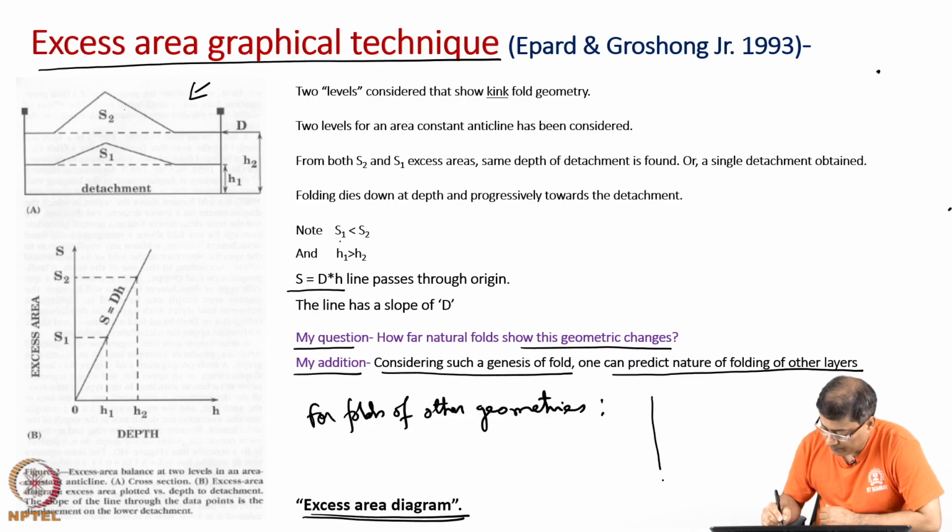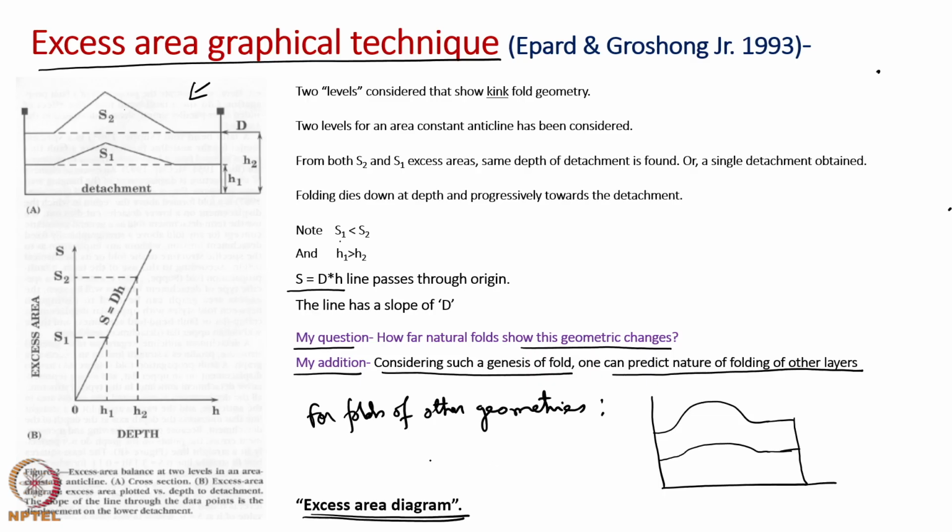For example, consider round hinge folds developed over a detachment. In that case, this becomes the S1 area, this becomes the S2 area. We know how to find out the area of irregular geometries, we can do that, and using the formula S equal to dH, we can find out the respective H values. For example, this is H2, this one is H1, and H2 and H1 will be such that a single detachment depth can be obtained.